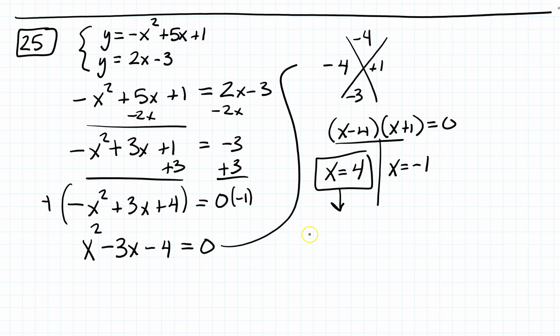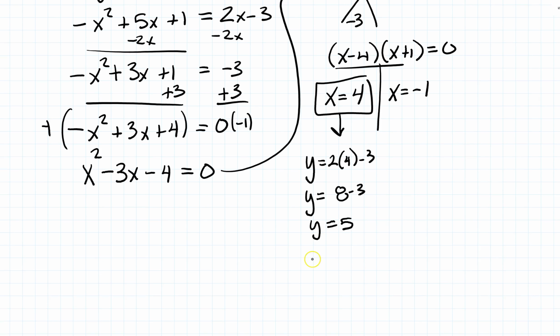If x is 4, then y is going to be 2 times 4 minus 3. So y is going to be 8 minus 3, so y is going to be the number 5. So one of the solutions is now present. It is (4, 5). That's one of them.